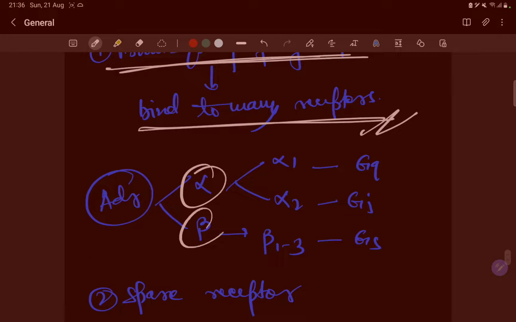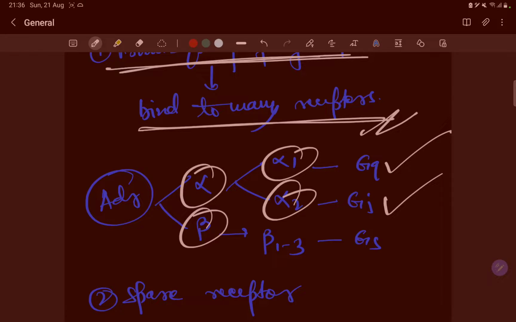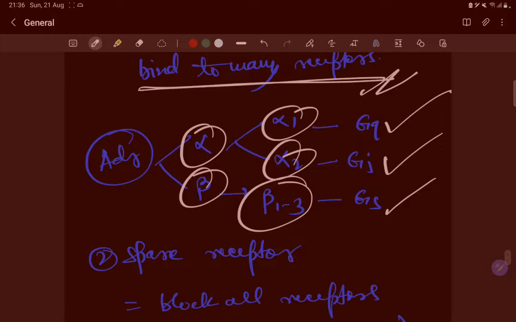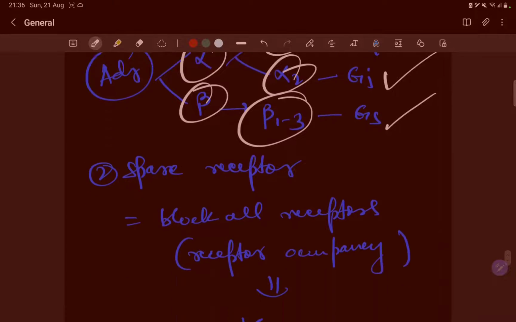For example, adrenaline alpha के साथ भी बाइंड करेगा, बीटा भी बाइंड करेगा, अल्फा 1 अल्फा 2 के साथ भी बाइंड करेगा. यहाँ पे Gq जैसे काम करेगा, यहाँ Gi जैसे काम करेगा, और बीटा 1 के साथ बाइंड करेगा, वहाँ Gs जैसे काम करेगा. ठीक है, तो that is the promiscuity of the ligand. मतलब ये बहुत सारे रिसेप्टर के साथ बाइंड करके काम कर सकता है.